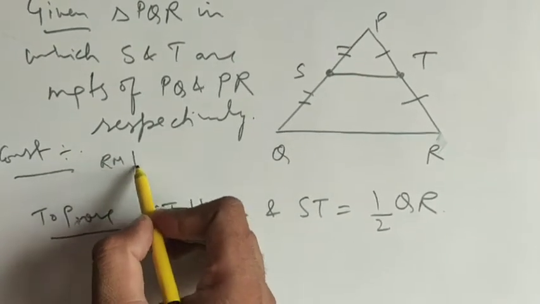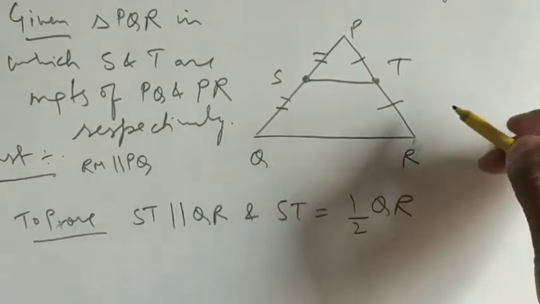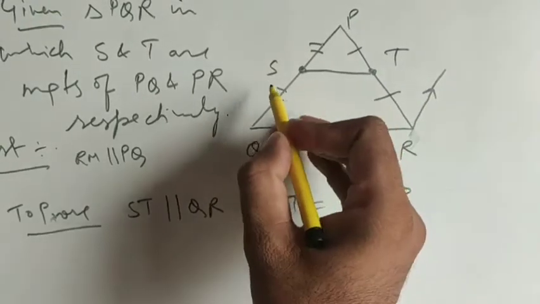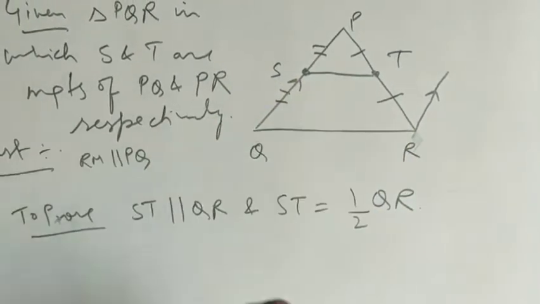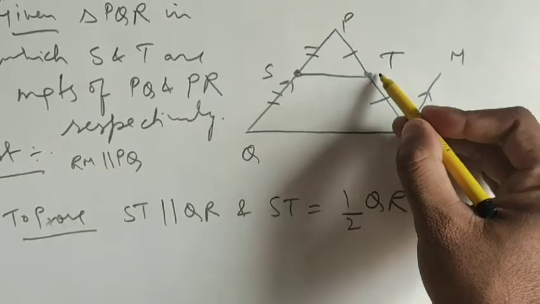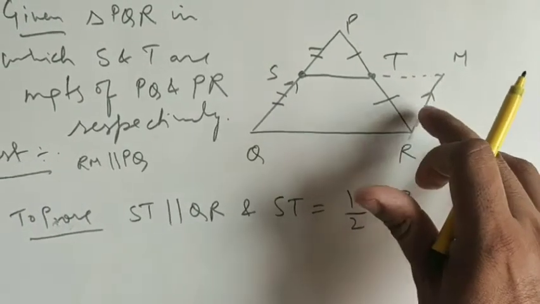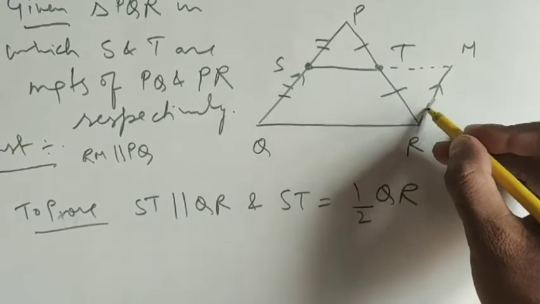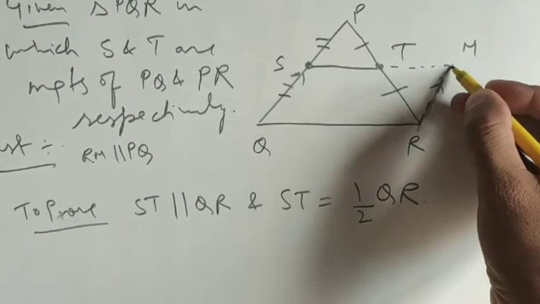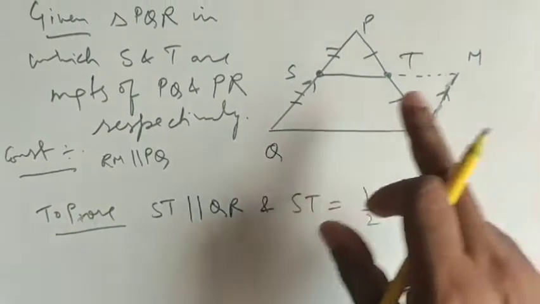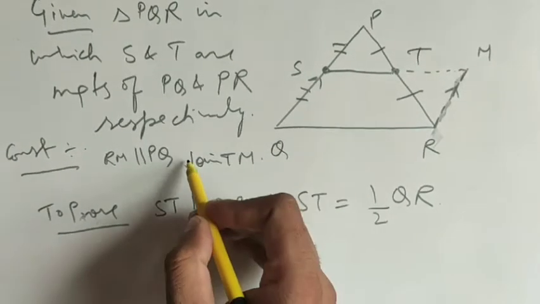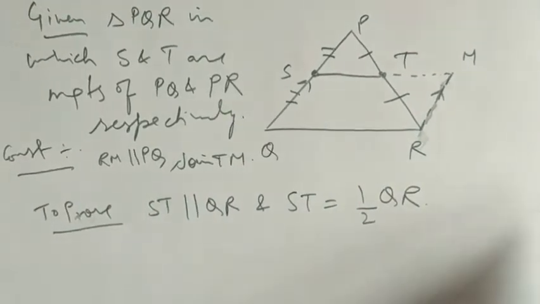So in the construction part, suppose I draw a line RM parallel to PQ. Suppose I draw a line like this, RM parallel to, this is the symbol for parallel, so these two are parallel, RM parallel to PQ, and now join this. This is also a dotted line. Okay, in your questions, every construction you will show by dotted lines. Okay, so join TM. Okay, this is what we have done.